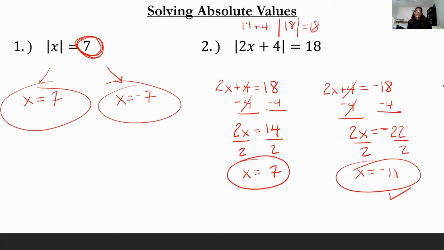Now, can 18 equal 18? Is that a true statement? Yes, it is. So that means x equals 7 is another solution for this absolute value. All right? So hopefully we're getting it. We're writing it out twice. One's going to deal with the positive solution, and one's going to deal with the negative solution. But what's in between the absolute value stays the same.